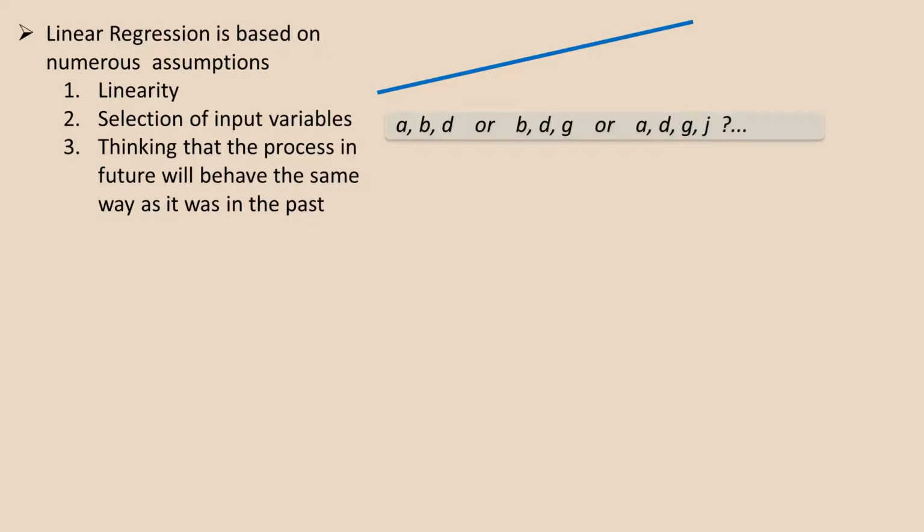Another assumption is actually that you selected correct input variables, and this is also a pretty difficult problem. So if you have certain input variables, for example, you have a, b, and d, or b, d, and g, or other input variables, which exact input variables do you need to put into your model? You can actually make an error from both sides. You can have too many input variables and too few.